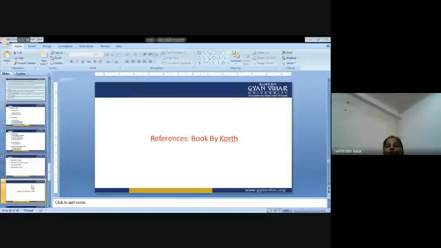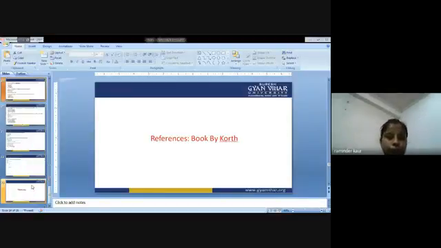There is a book for relational database management system, a book by Korth, that is available in the college library, that can be issued from the library, and have a look at the same.